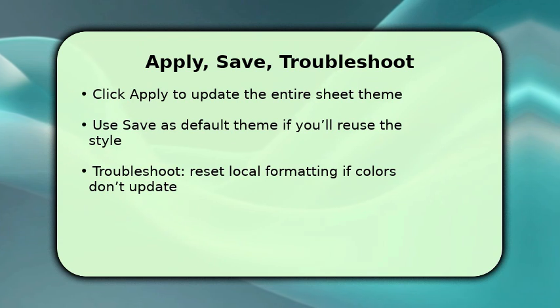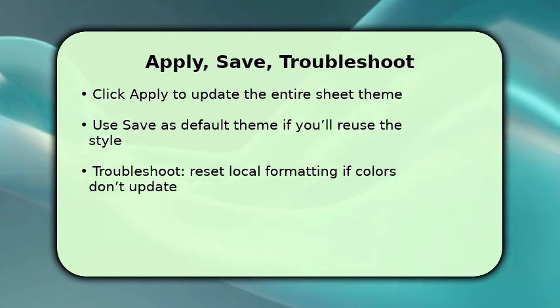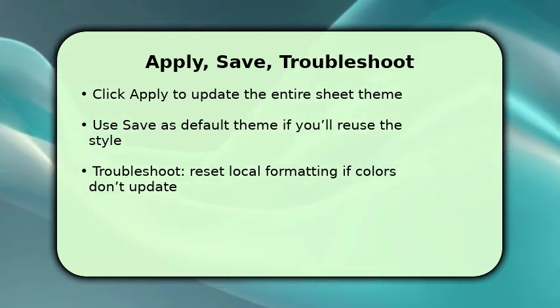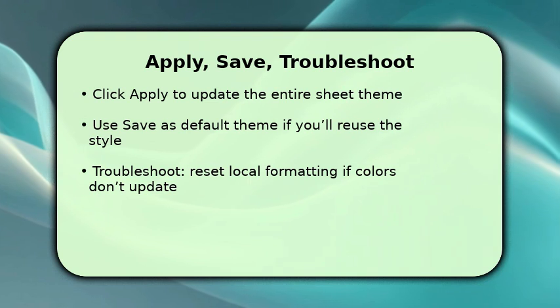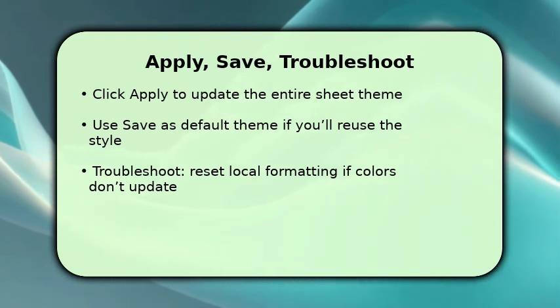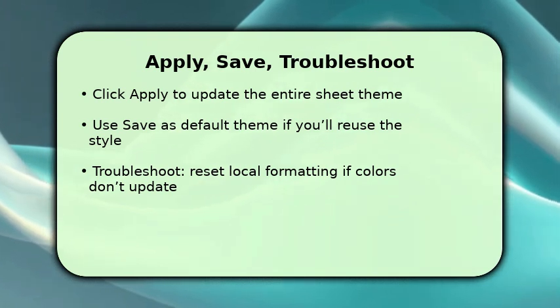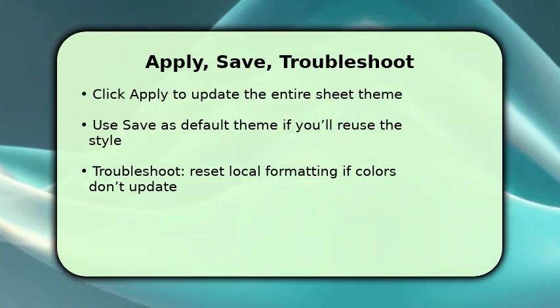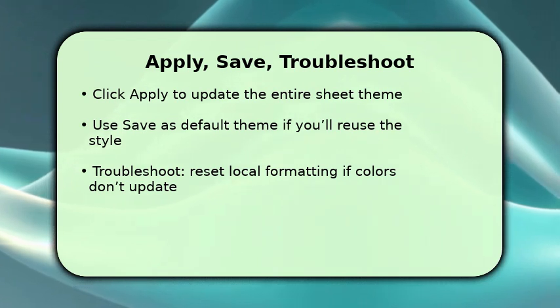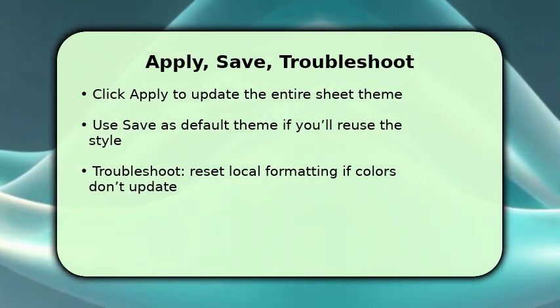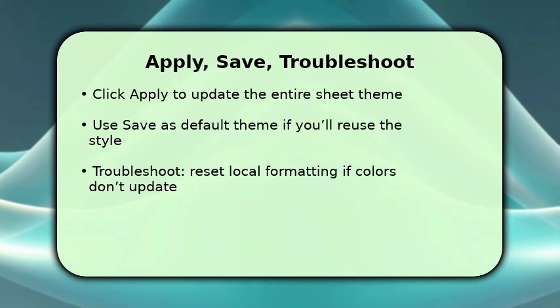If you'll reuse the look, choose Save as Default Theme so new sheets start with the same settings. Make sure to check charts and conditional formatting because they sometimes keep old colors. If colors don't update, select Affected Ranges and clear local formatting. Then reapply the theme. This forces the global styles to override manual cell-specific overrides.